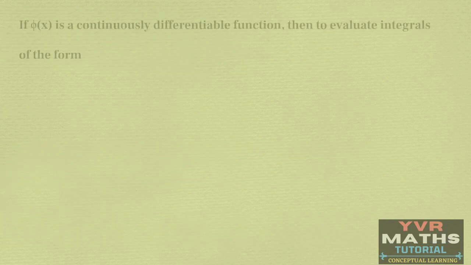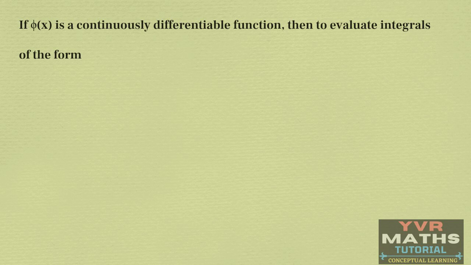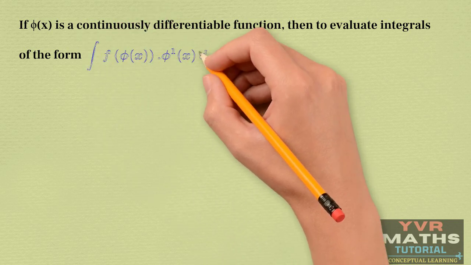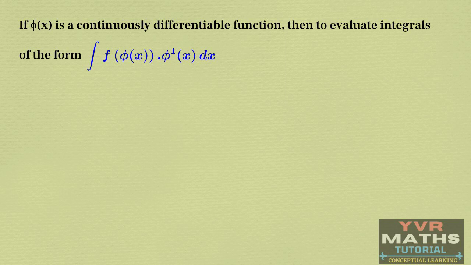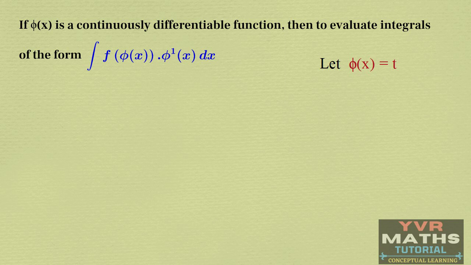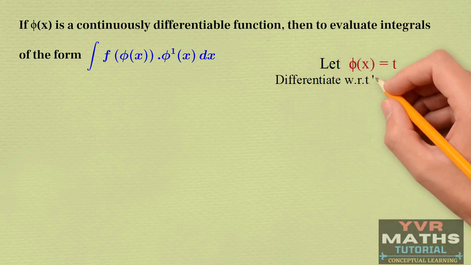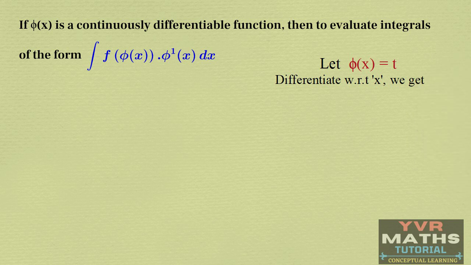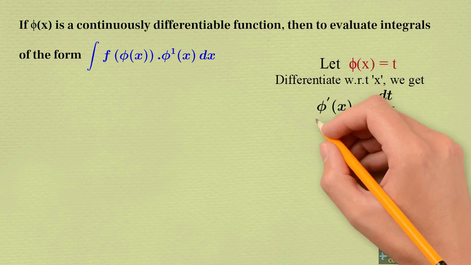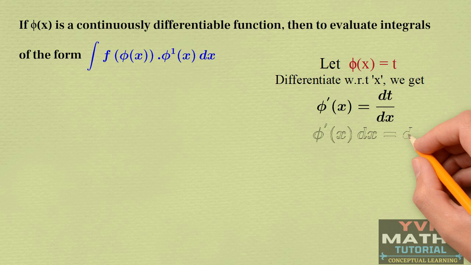If phi of x is a continuously differentiable function, then to evaluate integrals of the form integral f of phi of x into phi dash x dx, I will consider phi of x as a new variable. So let phi of x is equal to t. Differentiate this with respect to x. Then what we will get? The derivative of phi of x is phi dash x, which is equal to the derivative of t with respect to x, that is dt by dx. So the next step is phi dash x is equal to dt by dx. If you cross multiply, phi dash x dx is equal to dt.